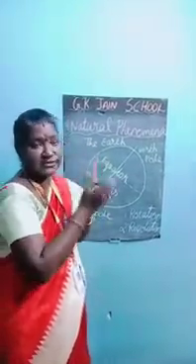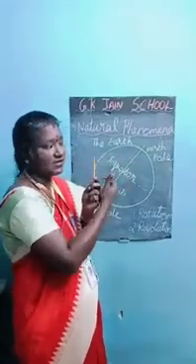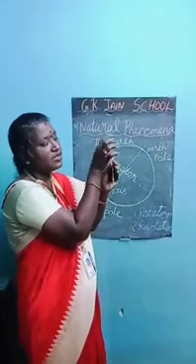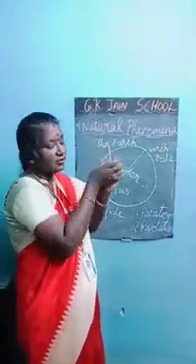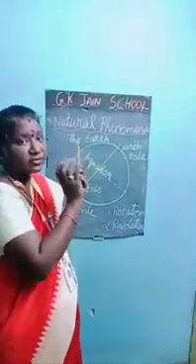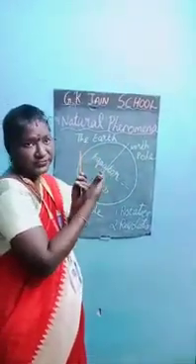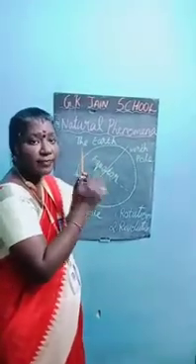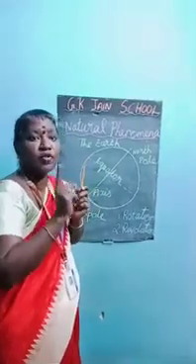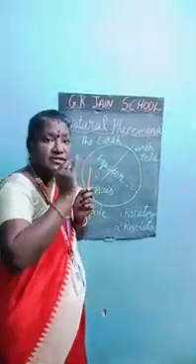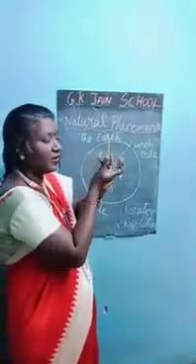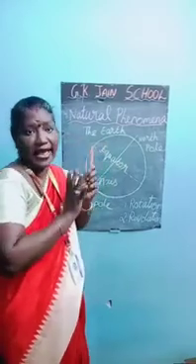The earth rotates from east to west. This is north and south. The earth is like this. So north and south, that side will never rotate. It rotates like this, so east to west. The earth rotates from east to west, and it completes one rotation in 24 hours. It takes 24 hours to finish it. This movement causes day and night. The rotation of the earth causes day and night.